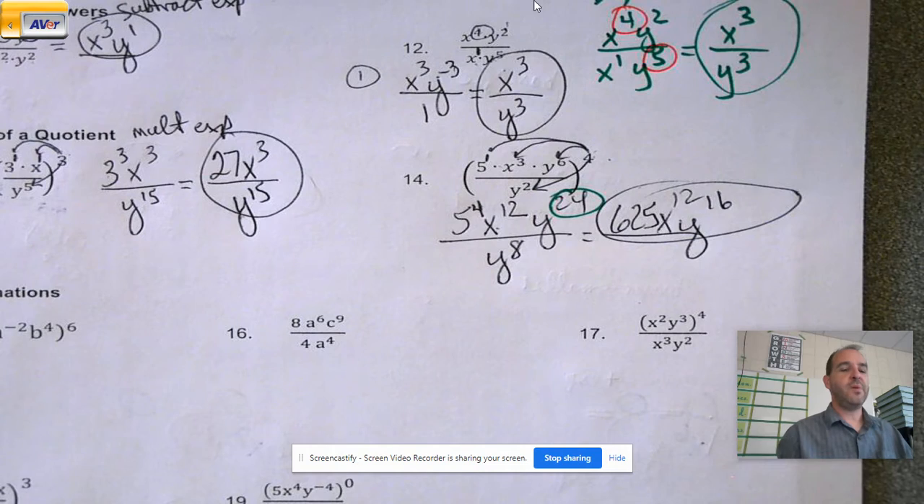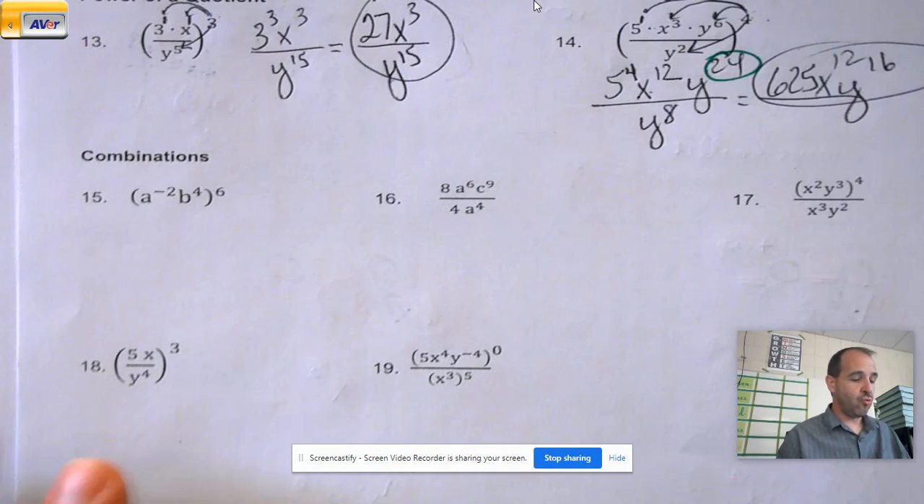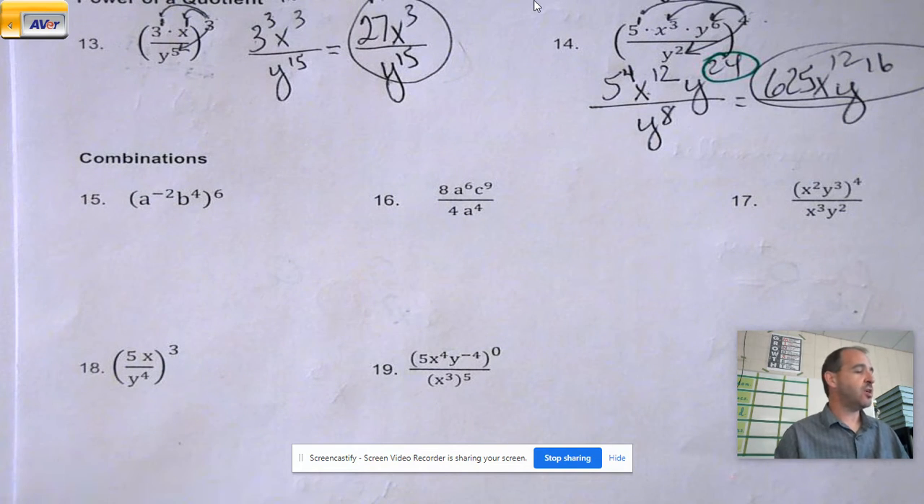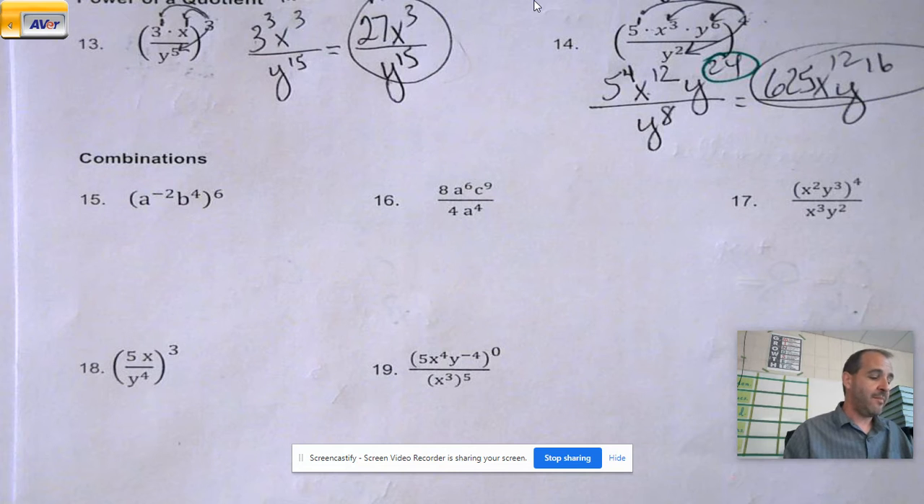So this is going to be more about detail work. Are you willing to take your time and not try to go 100 miles per hour so you can remember the different rules? Okay, combo problems. Love combo problems.